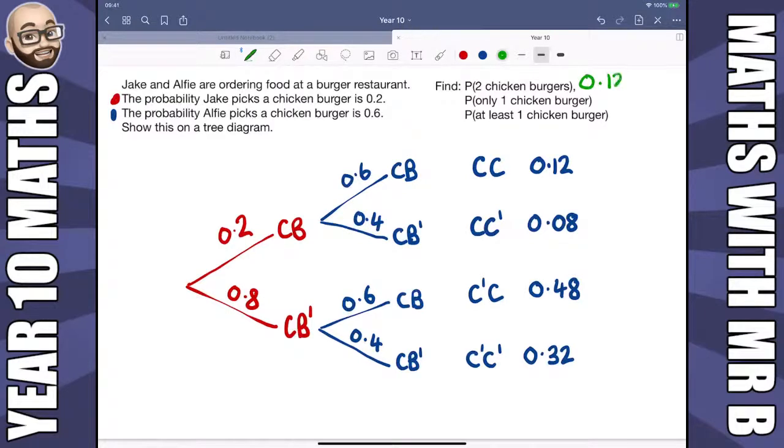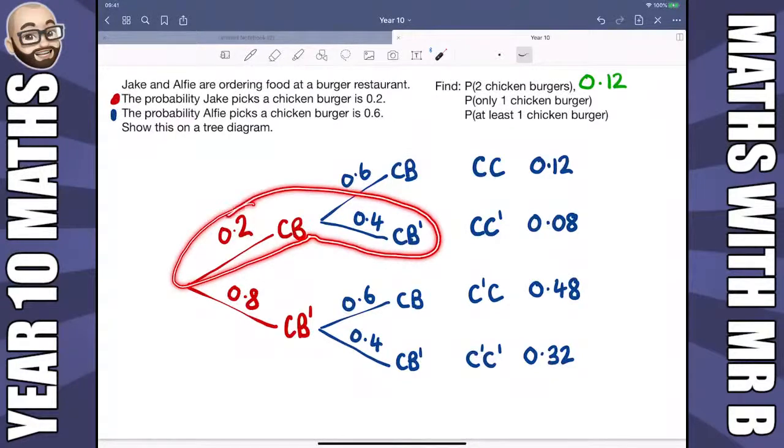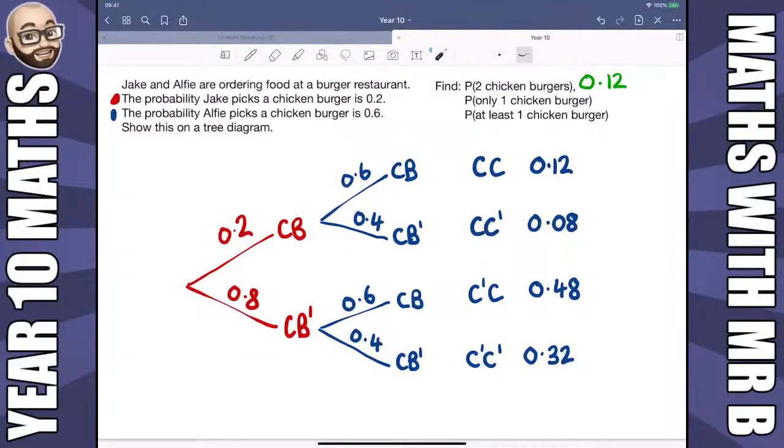That one's done. Now the next one says only 1 chicken burger, but it doesn't say which of them has to buy the chicken burger. So what I might want is I might want Jake to buy the chicken burger, which would mean Alfie does not buy the chicken burger. That's got a 0.08 chance of happening. So that was Jake and not Alfie. That's why I went 0.2 times by 0.4.